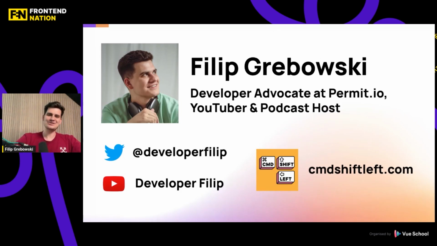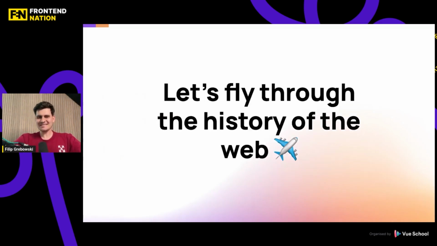Now, let's start this talk by actually flying through the history of the web, because I think it's interesting. And once we go through the history of the web, we're going to highlight at each stage how we managed permissions and how we managed to control what people can and cannot do. And at a lot of these stages, well, we really couldn't control what people can and cannot do.